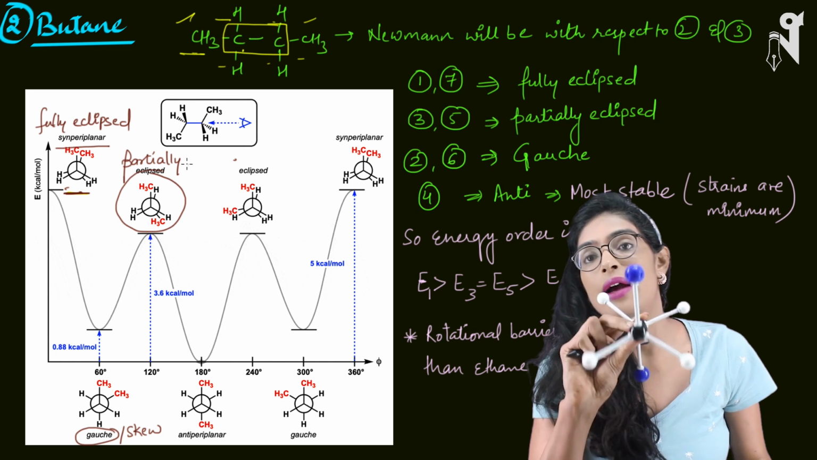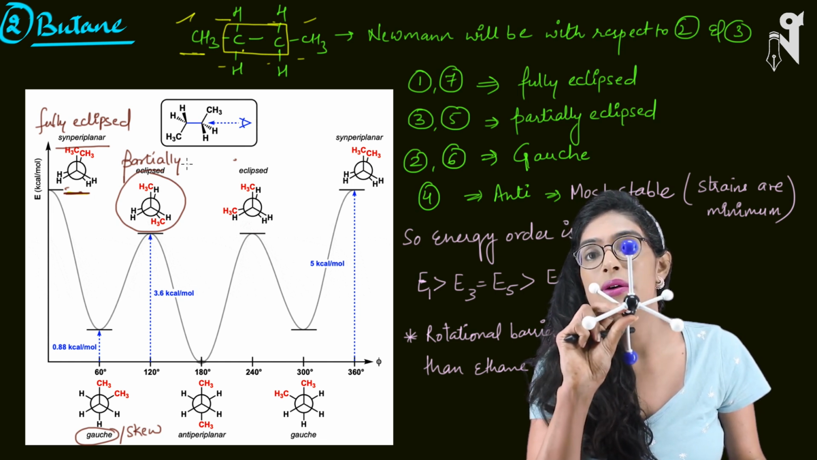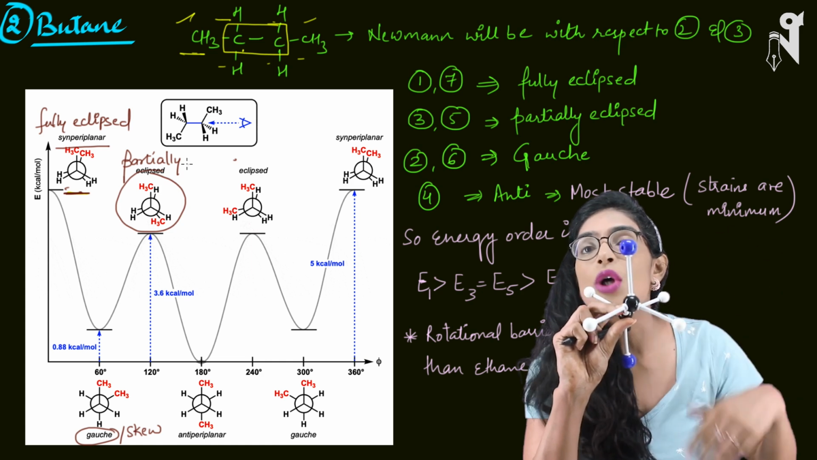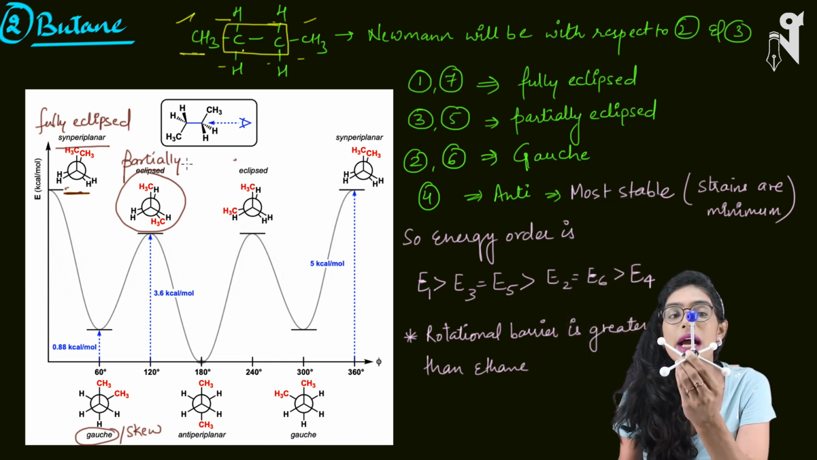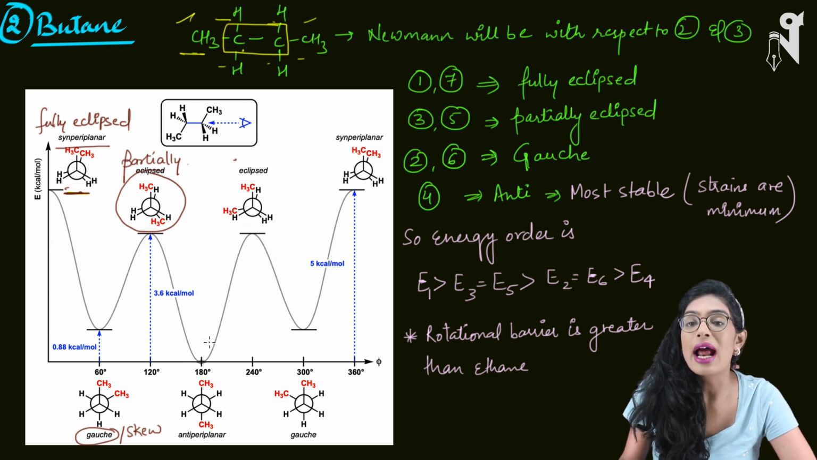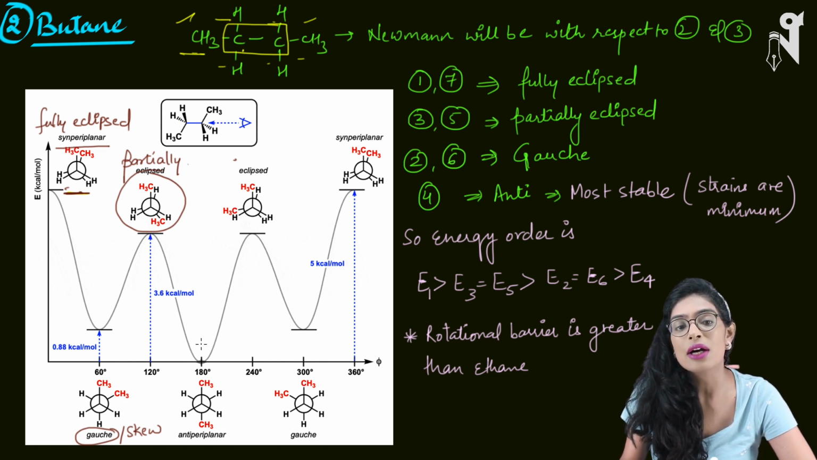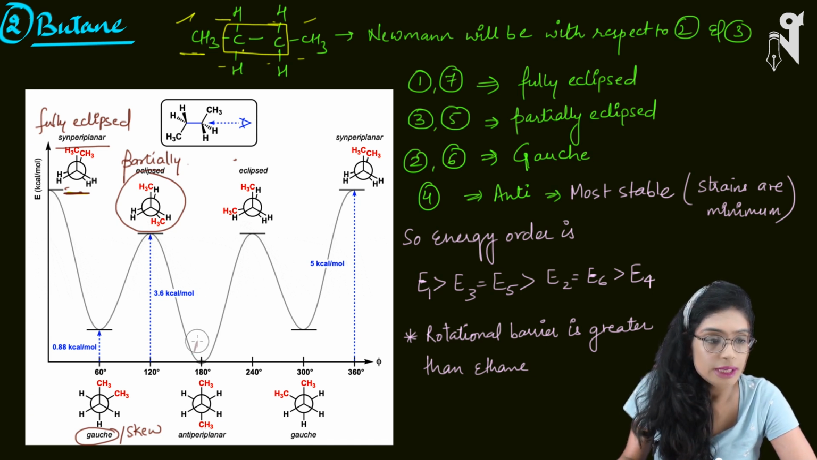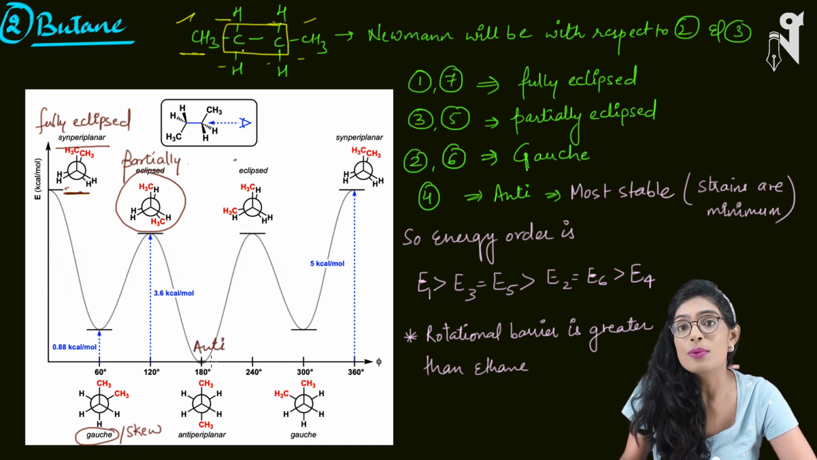This is your staggered. Staggered is the one where there is minimum repulsion and the same groups are completely opposite to each other. So this is your staggered conformation. I will call it staggered or anti. Here, instead of calling it staggered, we preferably call it anti. Anti means the same type of groups are completely opposite to each other.